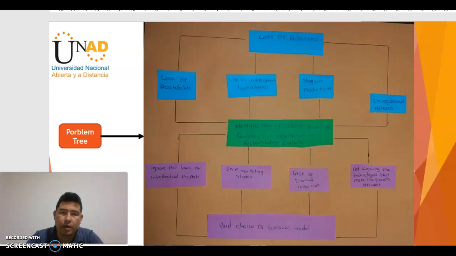Consequences: loss of profitability, use of inappropriate technologies, stagnant productivity, unregistered patents. The principal consequence, loss of resources.